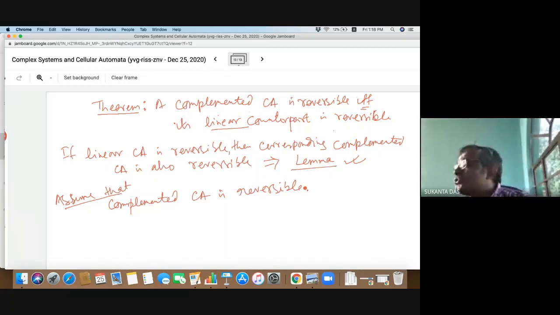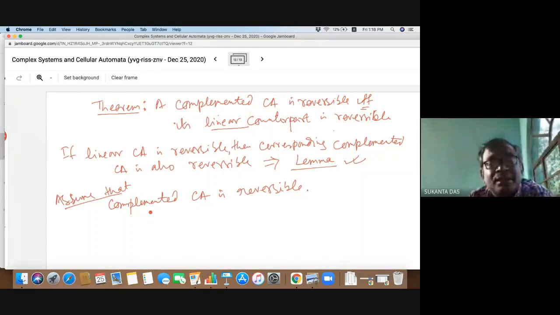So what do I have to show? I have to show that T is reversible. Now, if you consider the complementary C is reversible, then what will we have for the complementary C is reversible? Just now we have proved.